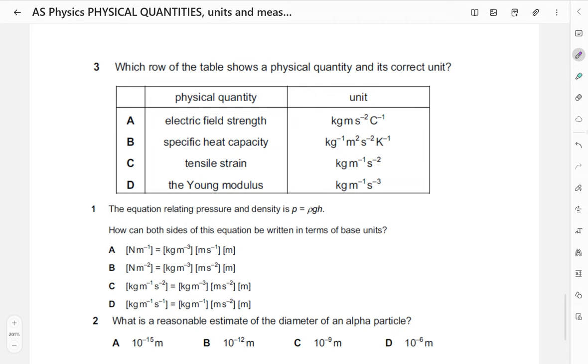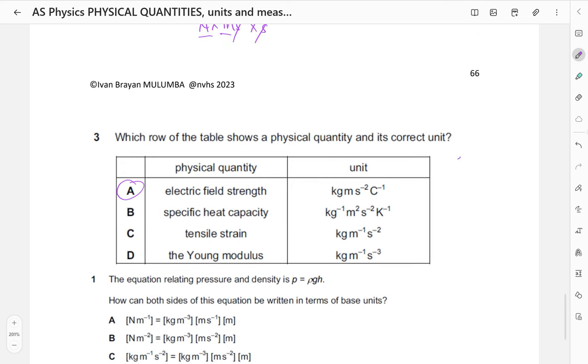Which row of the table shows the physical quantity and its correct unit? Although electric fields was removed, the answer is going to be, I think, A. Because electric field strength is defined as the force per unit charge, force acting on a unit positive charge. And force, remember, is mass times acceleration. So kilogram meters per second squared divided by charge, which is coulombs. So it is kilogram meters per second squared per coulomb. That is correct.